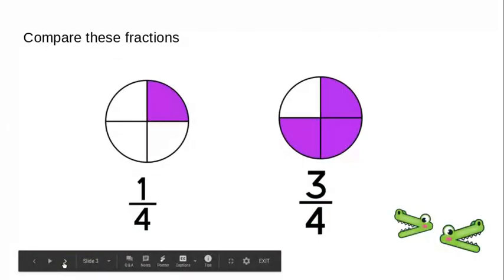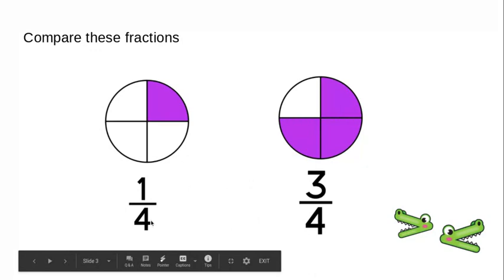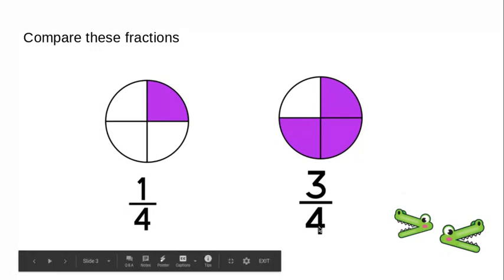So let's give this a try. So let's look at the models. And we want to compare these fractions. So we have 1/4 shown here, and we have 3/4 shown here. Okay, so when I'm looking at this, I notice that, if we're going to call it pizza or pie, both of the pies are split into fourths. The denominators are the same. And this one, there's one shaded in, and this one, there's three shaded in, right? So if you were to say to yourself, which one is more, right? Obviously, 3/4 is more, 1/4 is less.